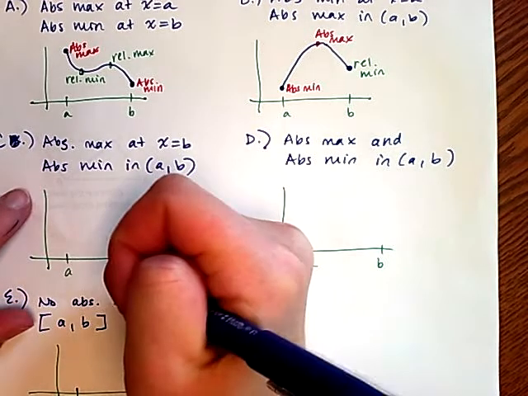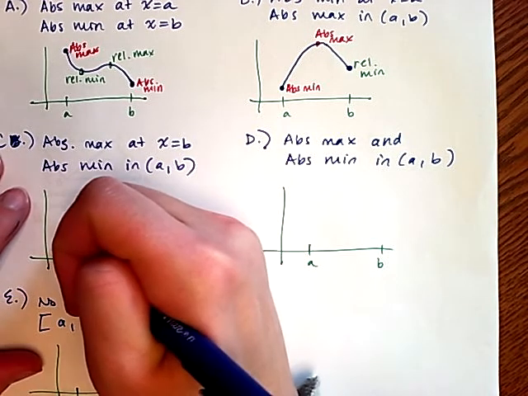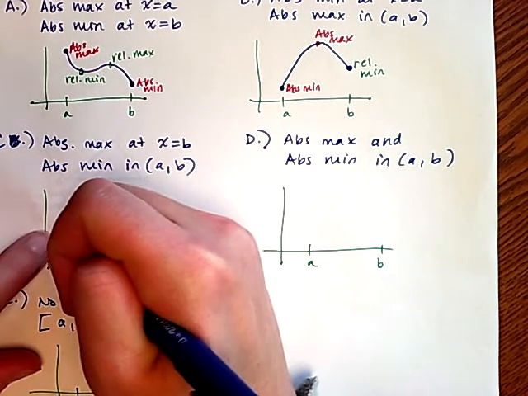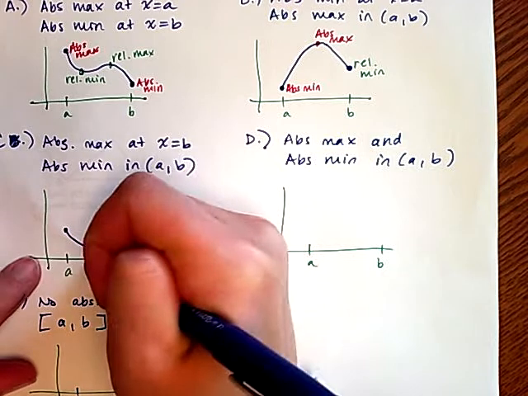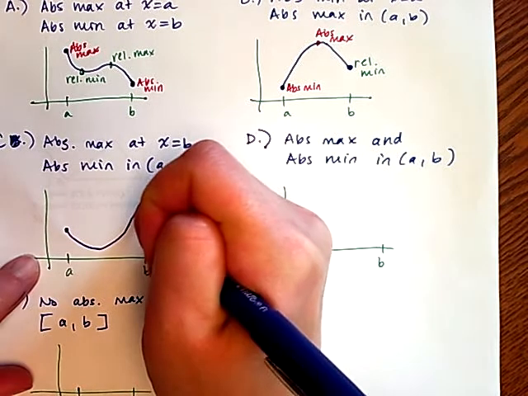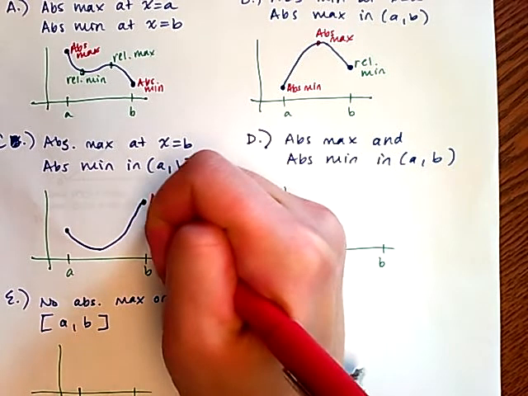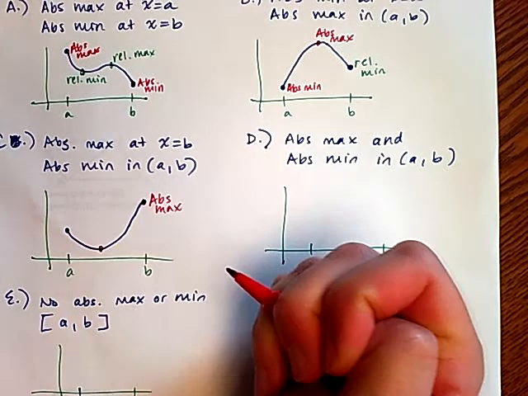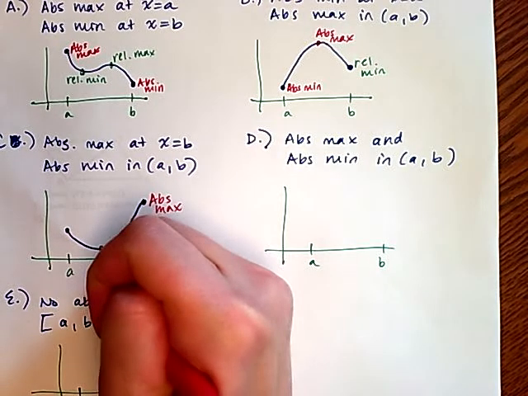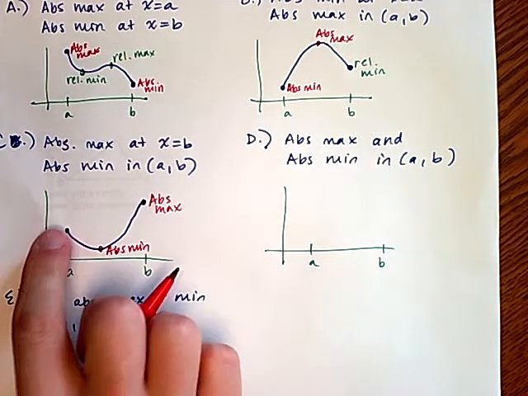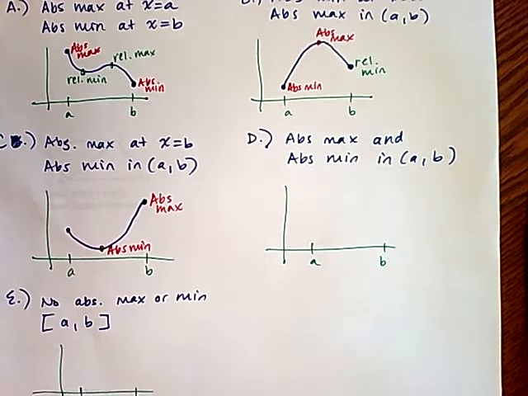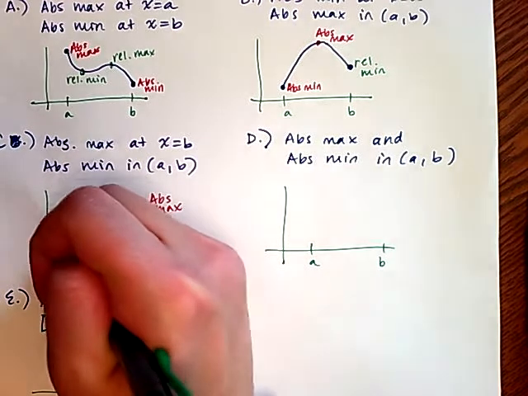So what that might look like is, I have to start lower than this endpoint and go higher at the end. So this would be my absolute max at b. And then there's an absolute min somewhere in the interval. And then we can see what's happening at that endpoint. It's also going to be a maximum, but it's going to be a relative maximum.